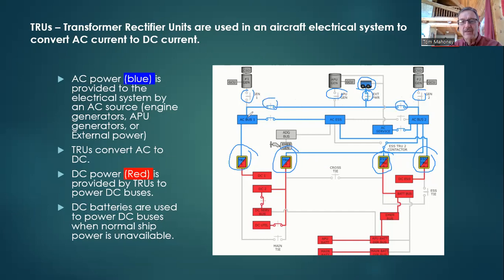And that power powers up the AC bus number 1 and AC bus number 2. From that point, we have the AC bus number 2 coming down and powering up TR2, transformer rectifier number 2, and AC bus number 1 powers up TR unit number 1.